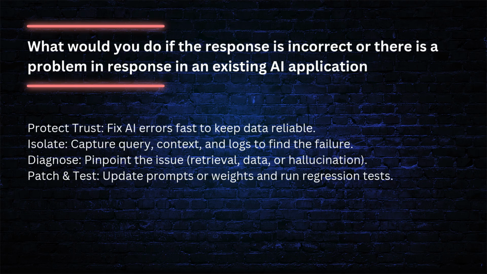What would you do if the response is incorrect or there is a problem in the response in an existing AI application? Fixing an incorrect AI response quickly protects user trust and stops bad data from impacting business decisions. I capture the exact user query, the retrieved context, and the raw generation logs to recreate the failure. I determine if the problem is a retrieval miss, a bad data chunk, or model hallucination. I adjust the system prompt or retrieval weights, then run automated regression tests to verify the fix.